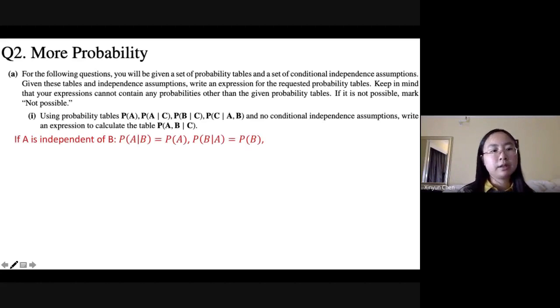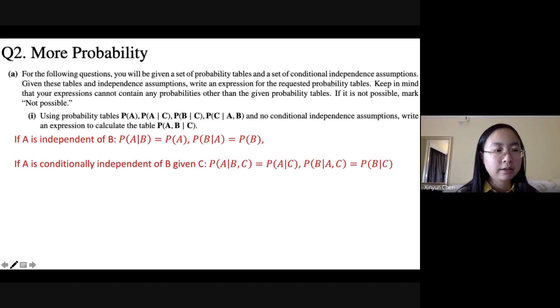Basically, if we say that A is independent of B, it means that probability of A given B is the same as probability of A, and probability of B given A is the same as probability of B. So it means that adding the knowledge of another variable does not affect the probability of the current variable if they are independent of each other.